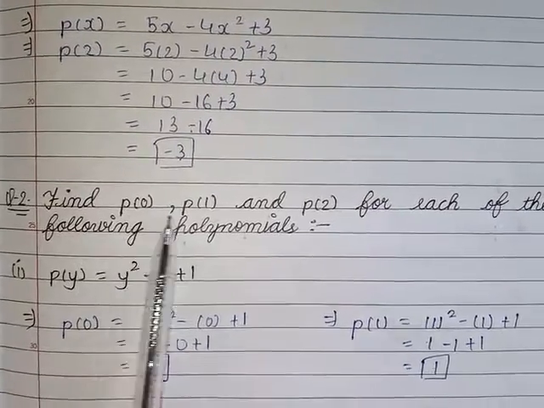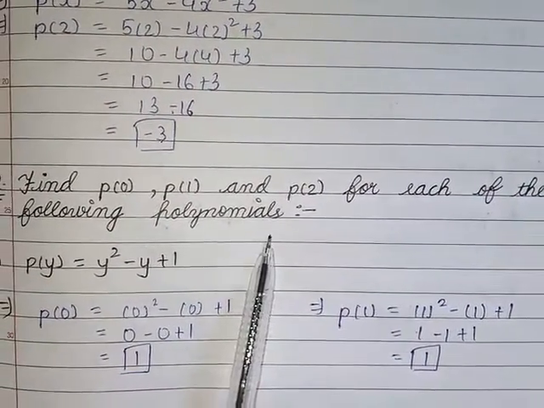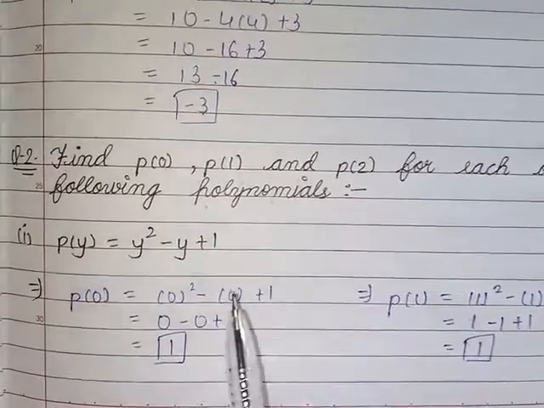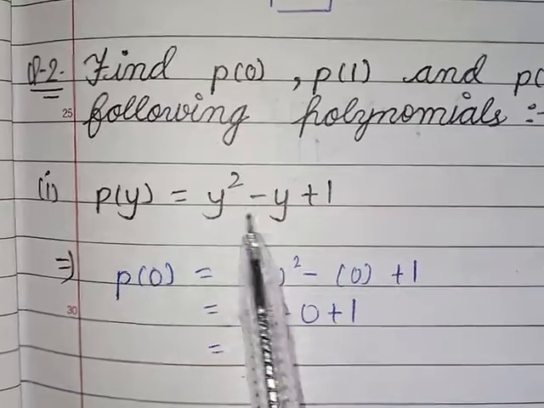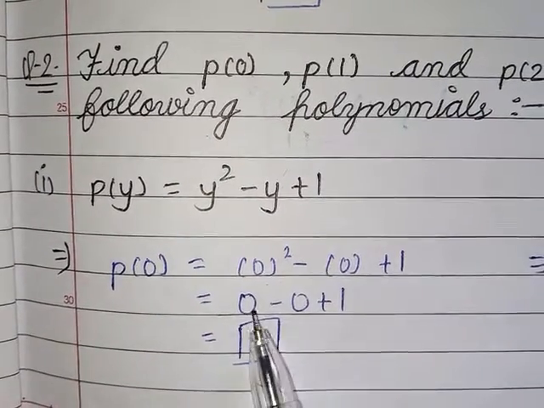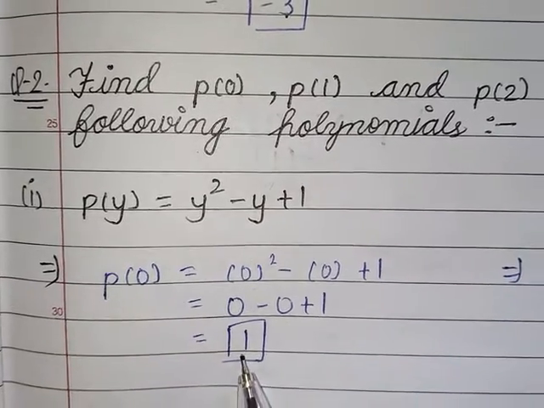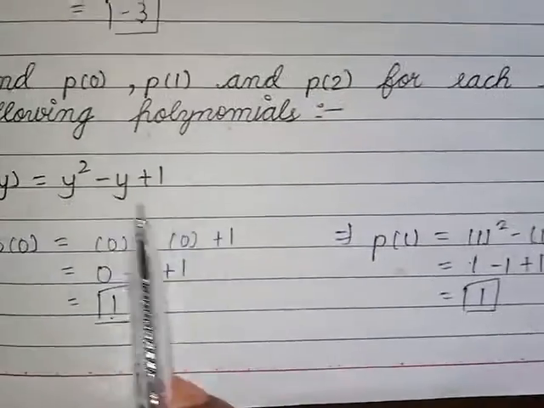Find p of 0, p of 1, p of 2 for each of the following polynomials. Is it? So first find p of 0. So instead of y, you have to place what? 0. So 0 square minus 0. So this will become 0. So it will be 1. Now p of 1 you have to find. So in place of y, you have to write 1.